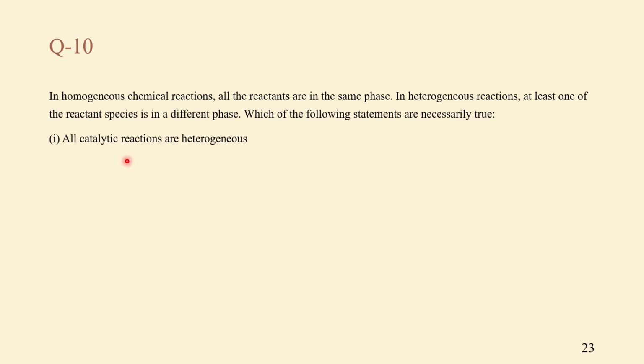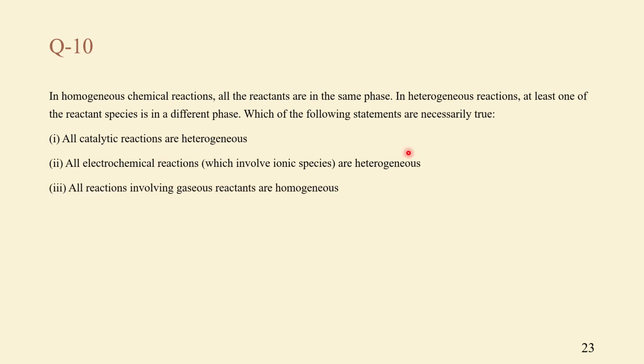Option 1, all catalytic reactions are heterogeneous. Option 2, all electrochemical reactions are heterogeneous. Option 3, all reactions involving gaseous reactants are homogeneous. Option A, that is 1 and 2 only. Option B, it is 1 and 3 only. Option C, it is 2 and 3 only. Option D, it is none of the three.